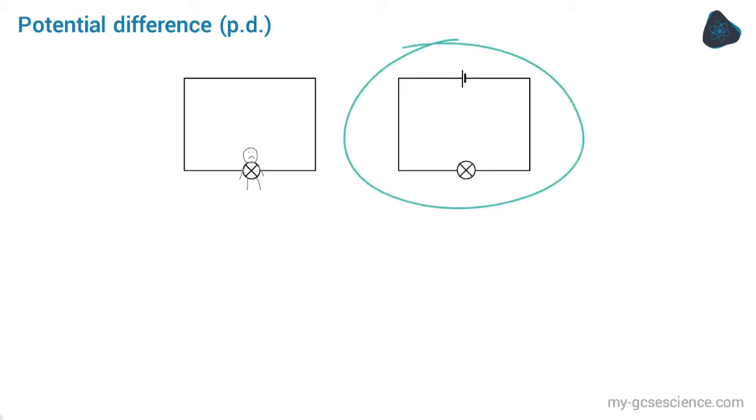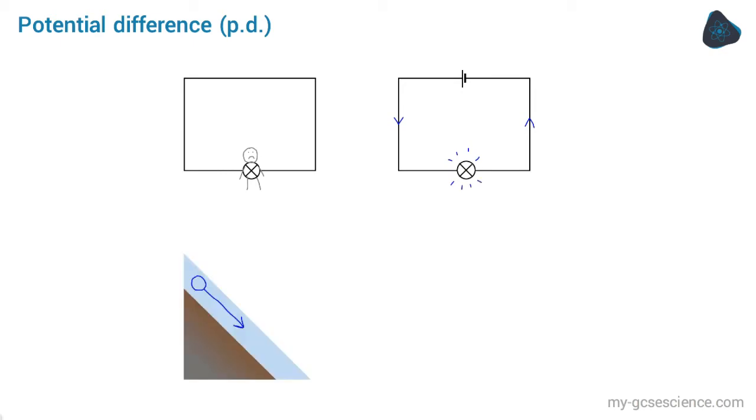Going back to our nice cozy circuit from earlier, we have a source of PD in the form of a cell which can push current around the circuit and through the bulb to light it. So what is this mysterious magical stuff known as potential difference? To answer that question, let's go back to our river analogy, only this time we're going to be looking at the river side on and not top down.